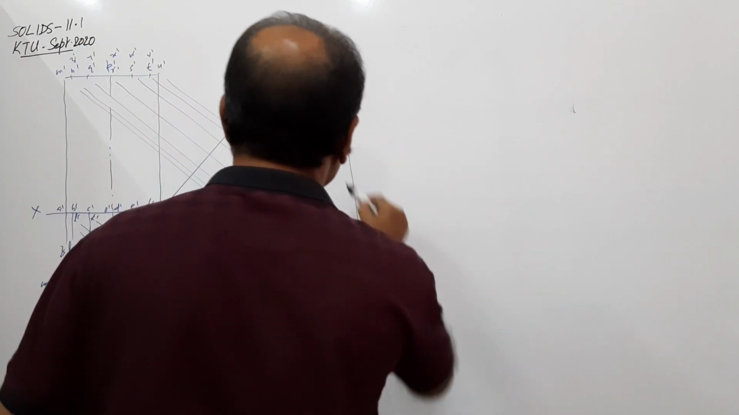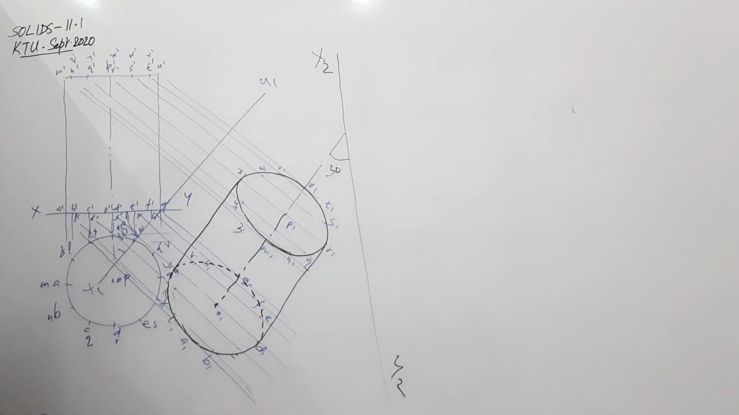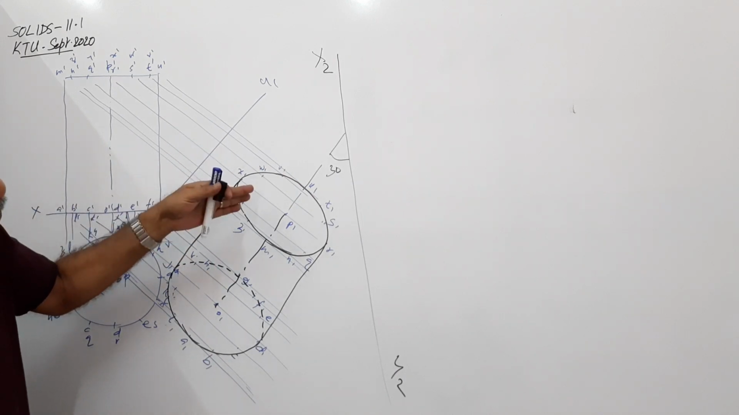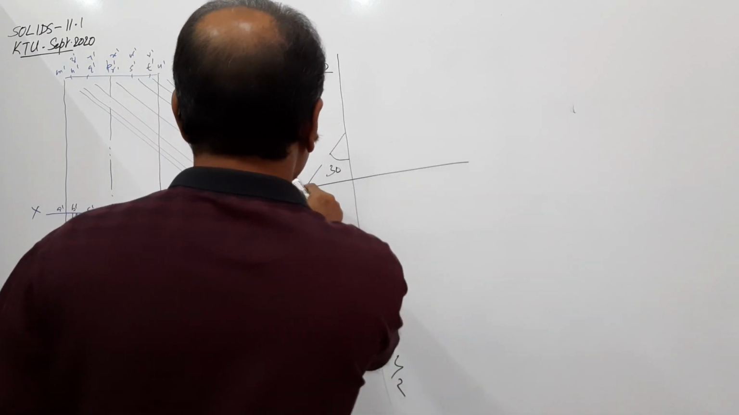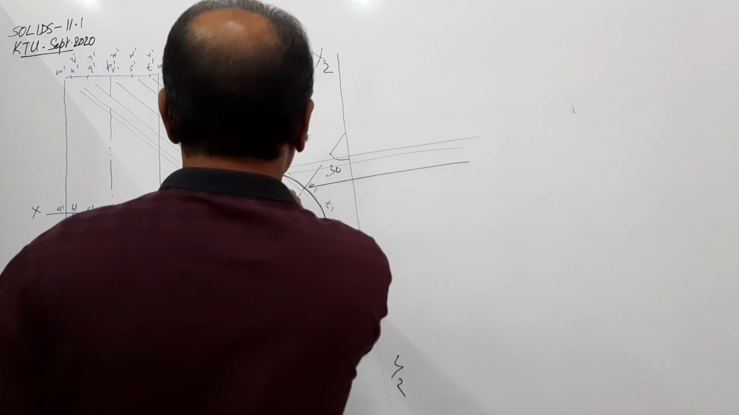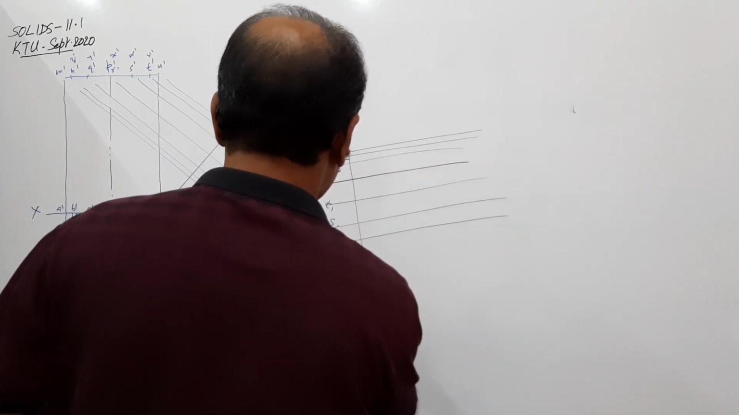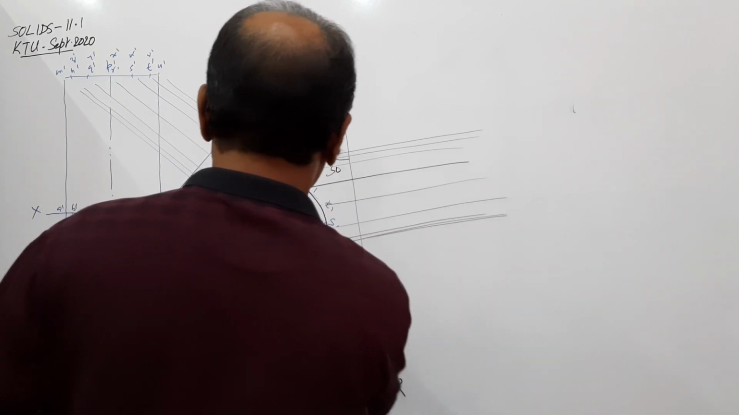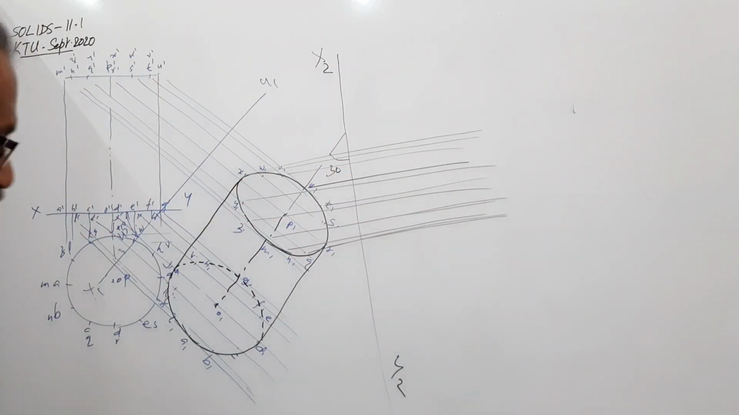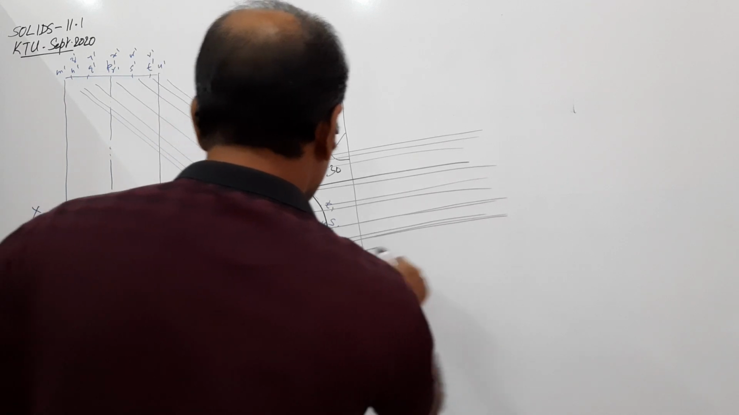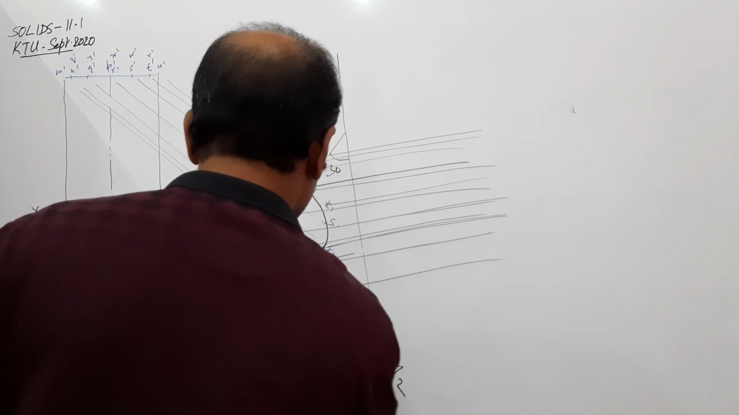At 30 degrees, draw a line X2 Y2. Draw projectors through all points in this auxiliary plan perpendicular to X2 Y2. Many projectors may become very close to each other. We need not worry about that. Simply draw the projectors.